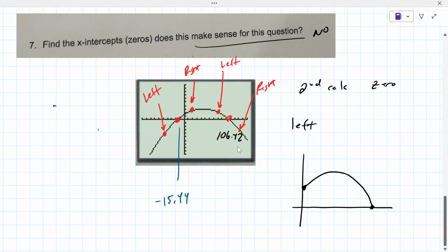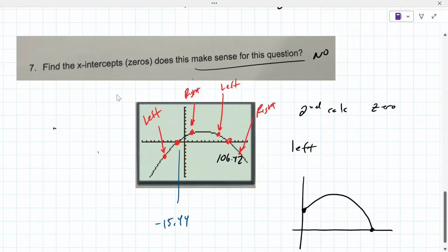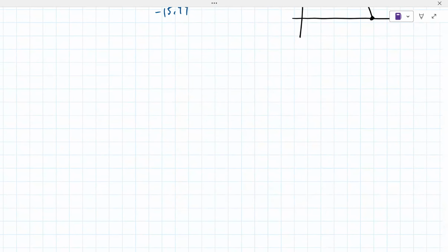More importantly, you correctly know how to use second calc 0 to find them, and you know how to find second calc max for the vertex. Okay, next. Domain and range.